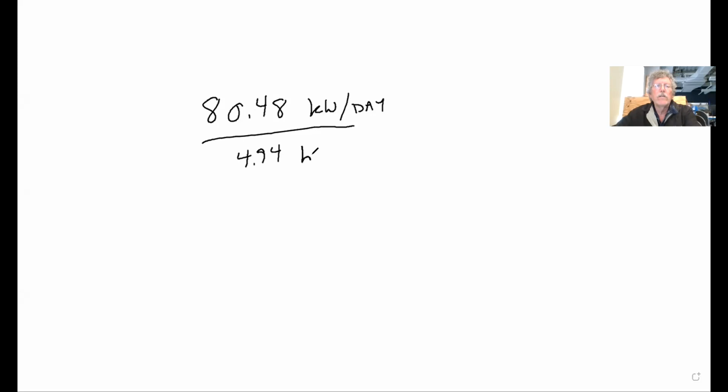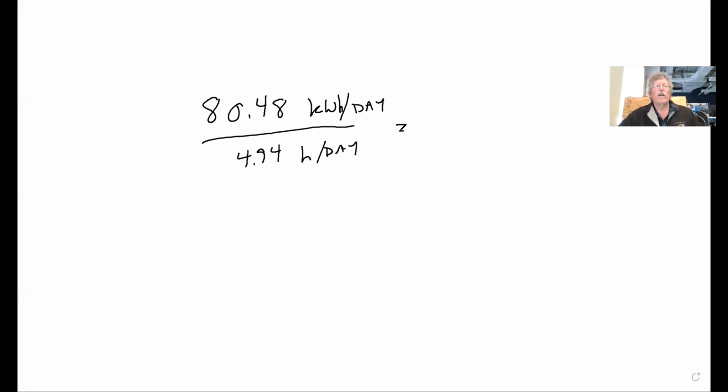So if I jump in and let's go ahead and size the array. If you remember, the way we size the array is we take our daily load, which in this case I've determined is 80.48 kilowatt hours per day. And we get, what did we say, 4.94, if I remember right, hours.